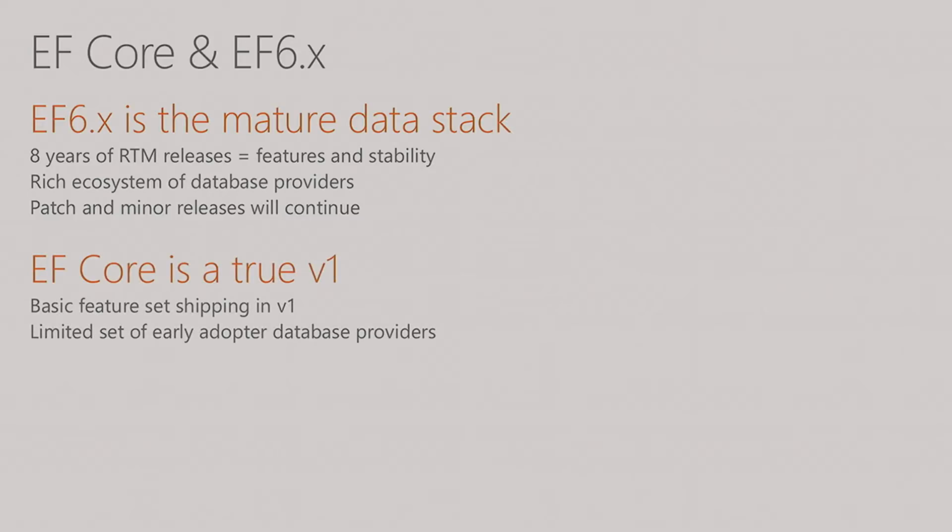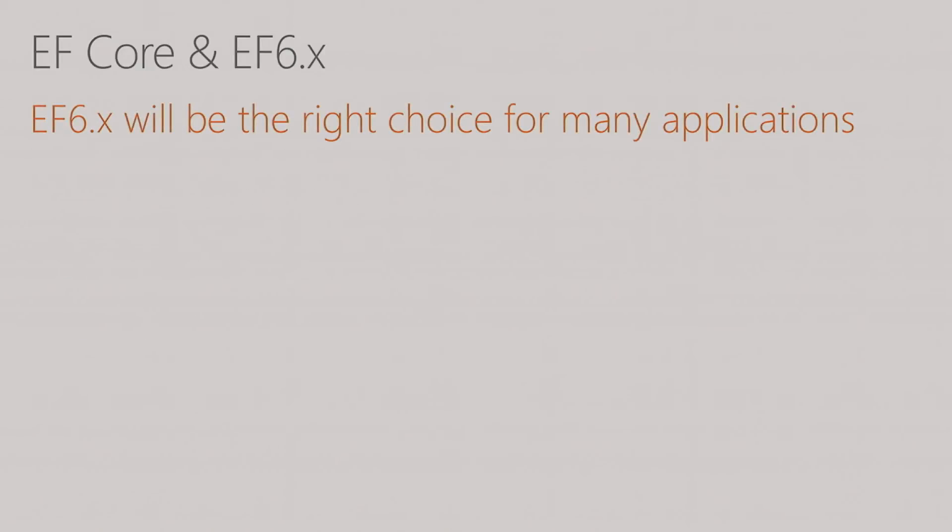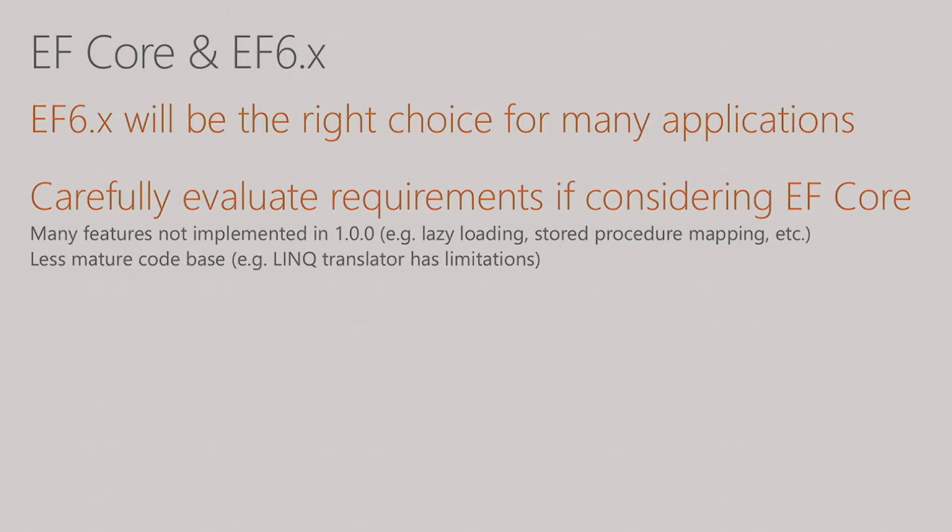EF Core, when we think about it, is new. So it's V1, which means it's not 100% stable. It doesn't have all the features in it yet. And it also doesn't have all the database providers. We have about 10 database providers for EF Core at the moment. So all this boils down to, if you're sitting down to write a new application, EF 6.x is a valid choice for you. If you're thinking about using EF Core, take a look at the features that are implemented and make sure it's right for you before you start.